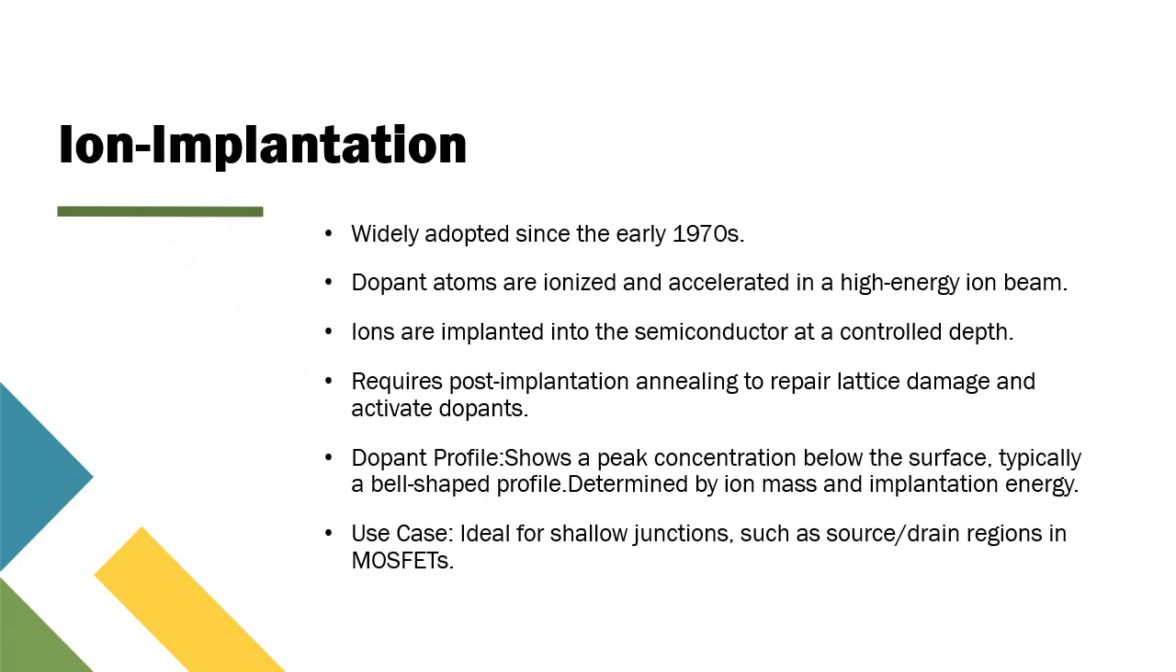Now, let's talk about ion implantation, a highly precise doping technique that became widely adopted since the early 1970s. In this method, dopant atoms are first ionized and then accelerated using a high energy ion beam. These ions are implanted into the semiconductor material at very controlled depth, allowing for excellent precision.